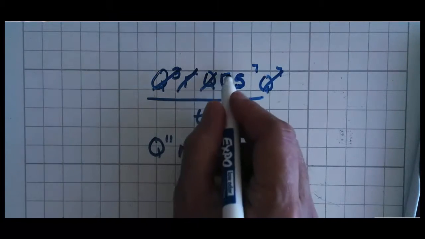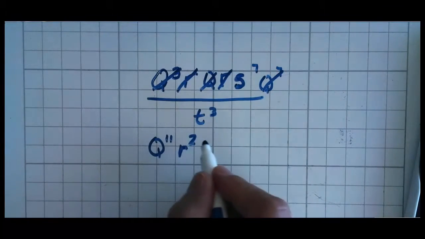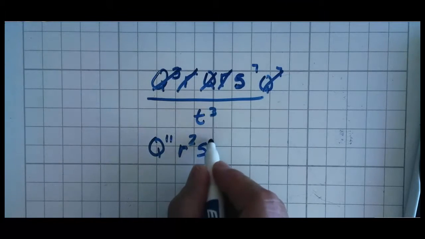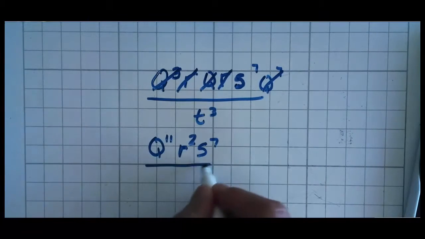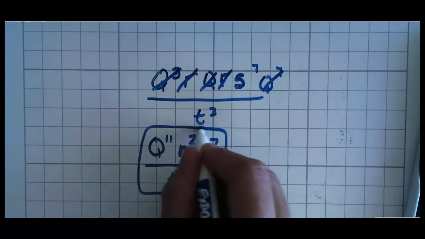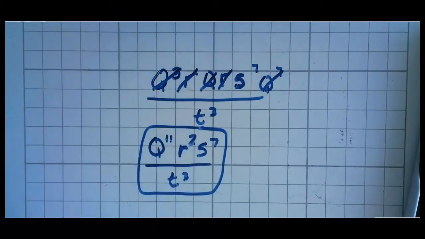I have 1, 2. Remember, when there's no exponent showing, it's an invisible 1. And with my s's, it's 7. All of that is over t cubed. So this is my answer. That's how I simplify it.